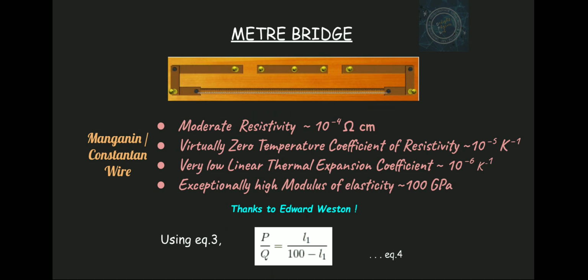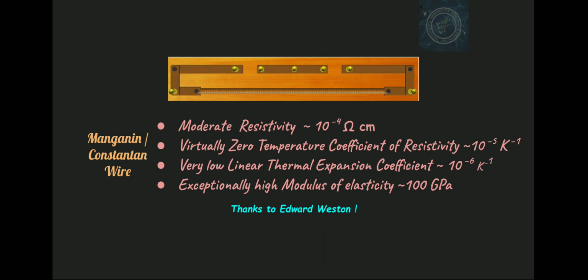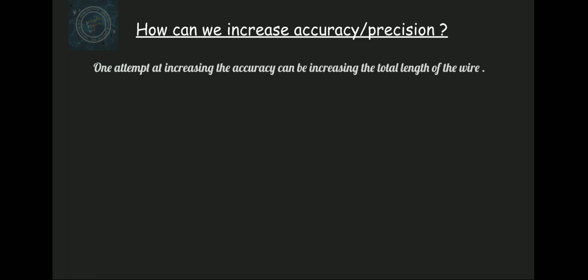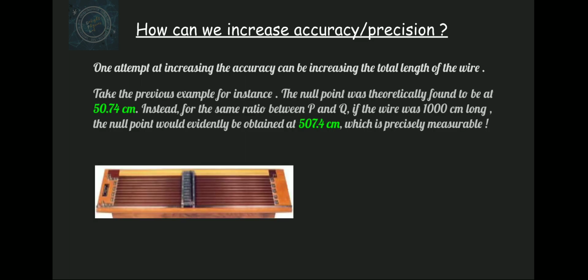Anyway, so what can we do? We need to increase accuracy. So we can actually think of something. Let's see. Well, one attempt at increasing the accuracy can be increasing the total length of the wire. That is, if the length of the wire were not 100 centimeter, but instead it was 1000 centimeter. Then from the previous example, we can obviously think that the null point won't be obtained at 50.74 theoretically, but at 507.4 centimeter. Do you get it? So if I had a much larger wire, the null point would not fall at 50.74 but at 507.4, and that can be measured because I'll have that 0.4 in the millimeter scale.